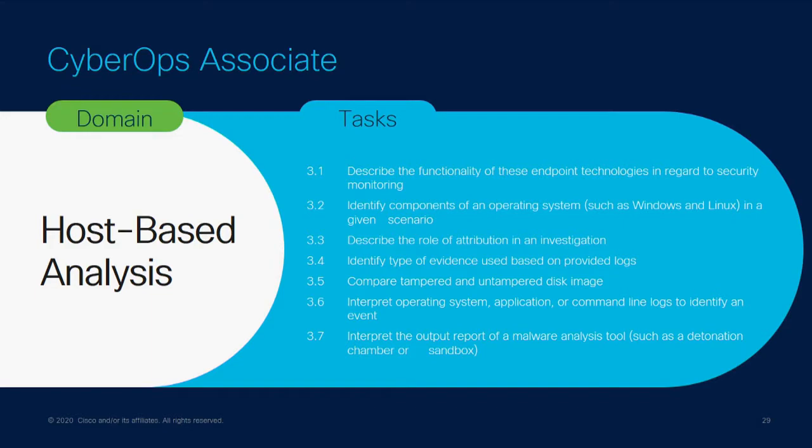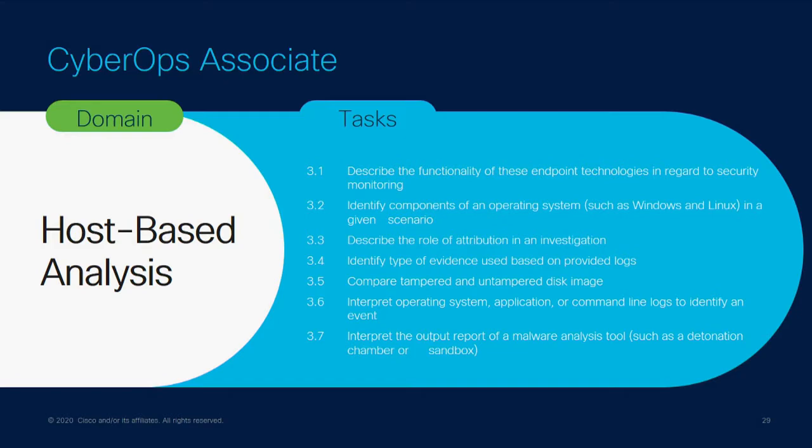And 3.4, we want you to identify the type of evidence based on the provided logs. Best evidence, for example, corroborative evidence, for example, or indirect evidence. You need to be able to understand, now that you have the threat intelligence information and the logs provided in front of you from your IDS, IPS, what is the best evidence to identify the attack? What is the corroborative evidence, right? What other community information sharing ISACs are sharing in regards to this threat?